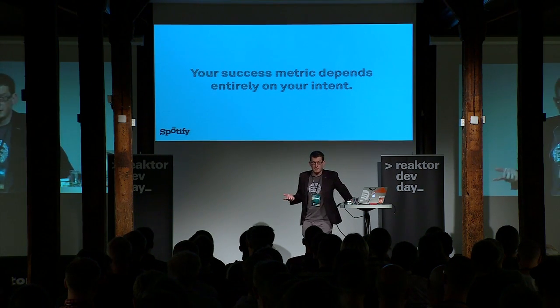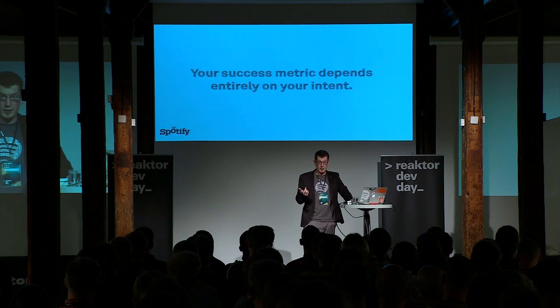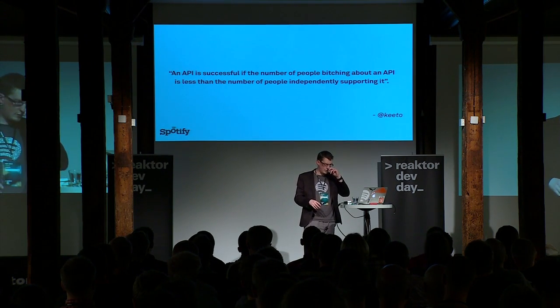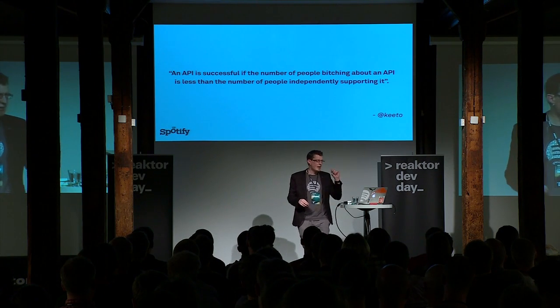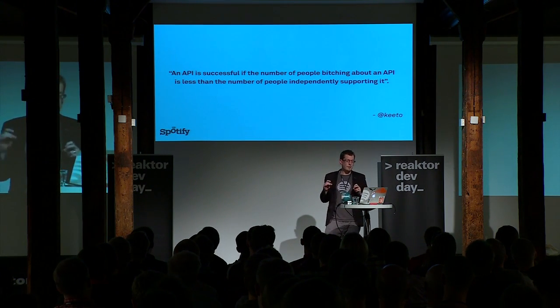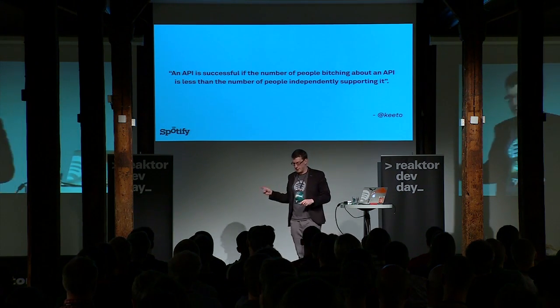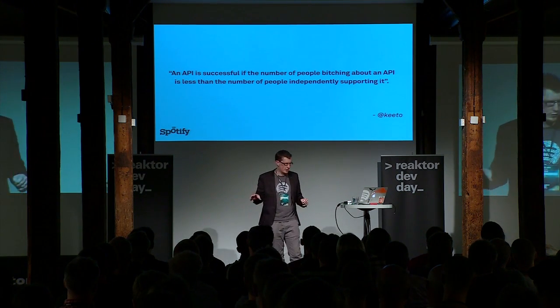Finally, I actually took this idea of how you measure success to one of our API teams, and one of the guys used to work on MooTools. He said, an API is successful if the number of people bitching about an API is less than the number of people independently supporting it. I think this comes from his MooTools days. But that seems a little flippant, but I thought it raised an excellent point of the ecosystem surrounding your API. So in addition to, it's not just documentation.